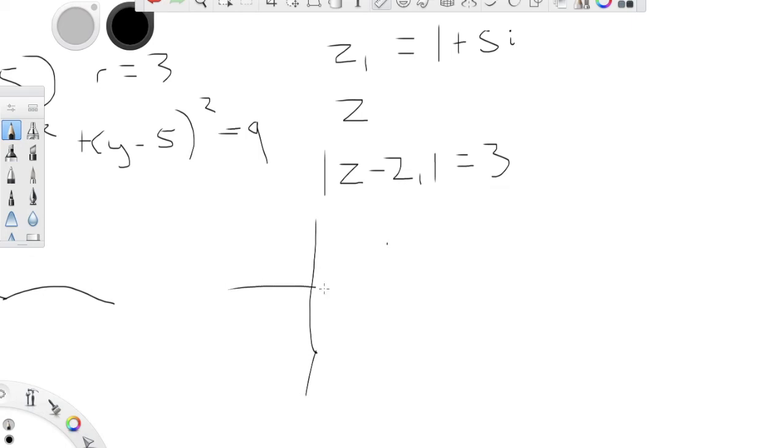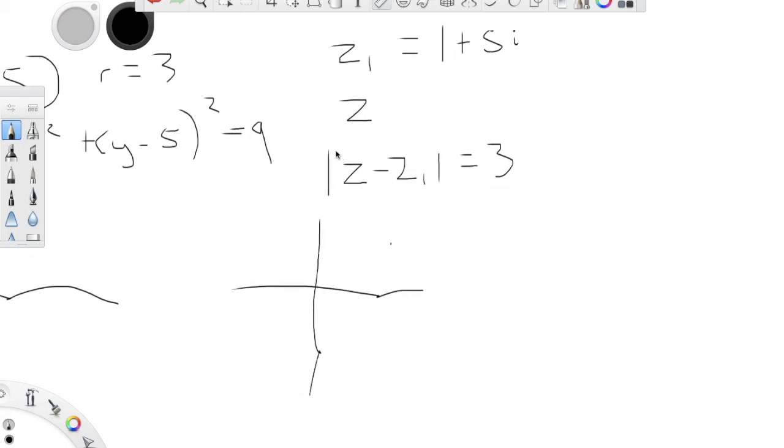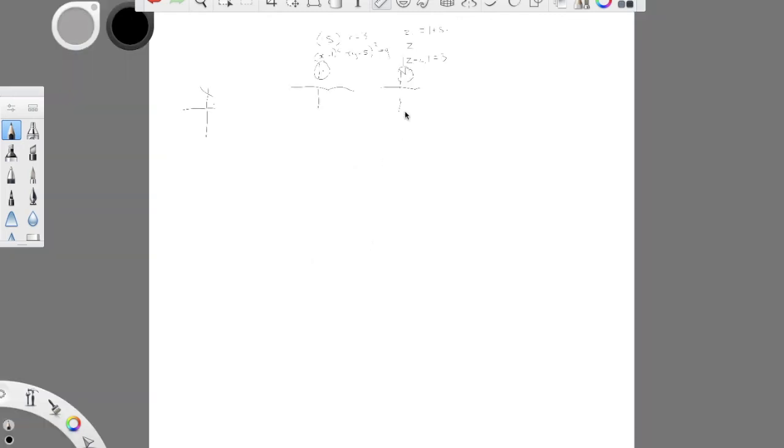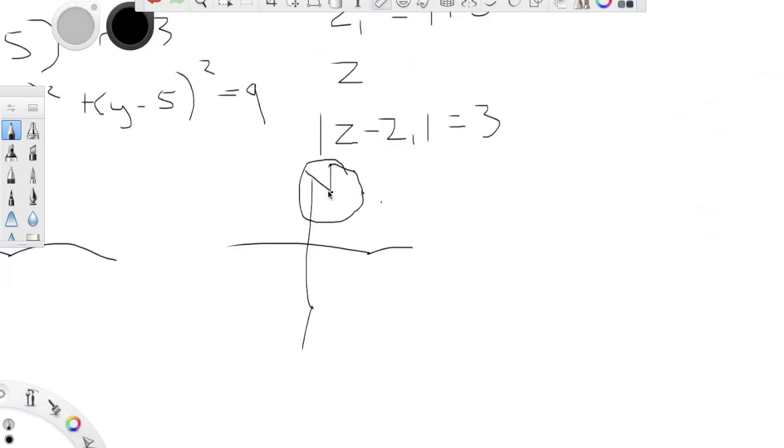Cool. So what this might look like on a graph, it's a little bit wonky, but no matter. We've got z1 at 1 plus 5i, somewhere up here, and our locus just has to be 3 away from it. It could be here, could be there, could be 3 away up here. All the way around, and you'll see that forms a nice, neat circle. The distance between z and z1 has always got to be 3.